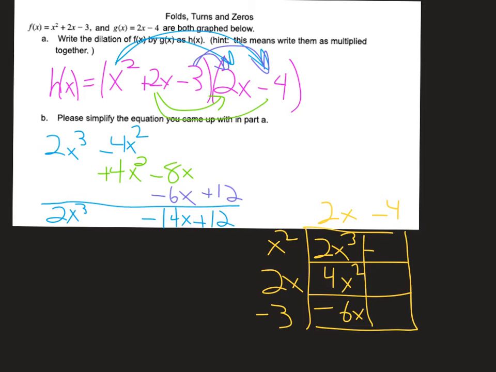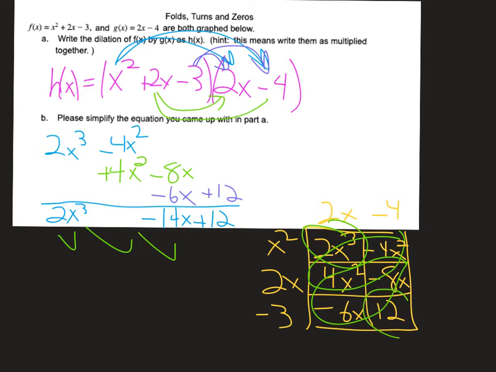X squared times negative 4 is negative 4x squared. 2x times negative 4 is negative 8x. And then negative 3 and negative 4 make 12. So you'll notice we have 2x cubed. Those two, again, I forgot the square on that one, those two will cancel out, so we did that. Those two make the negative 14x, and that one makes the 12. It does not matter which way you do it, it is totally up to you.